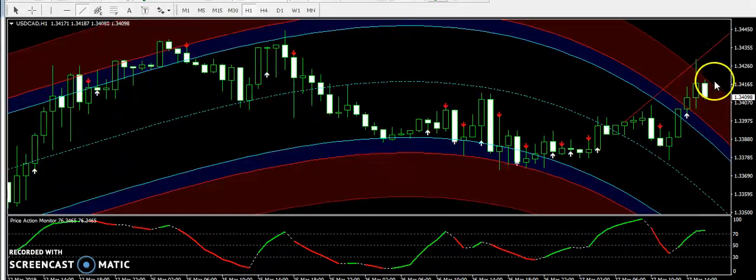Look, the pair has gone up. But whenever you see that the market has gone into the top red boundary, and if it starts making a bearish pattern, then you can sell the pair. If this hour closes, then definitely we will take the chance on the selling pressure.